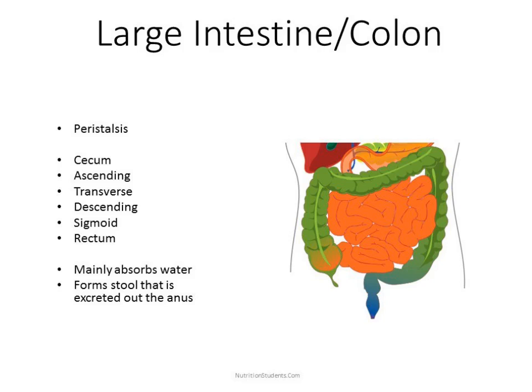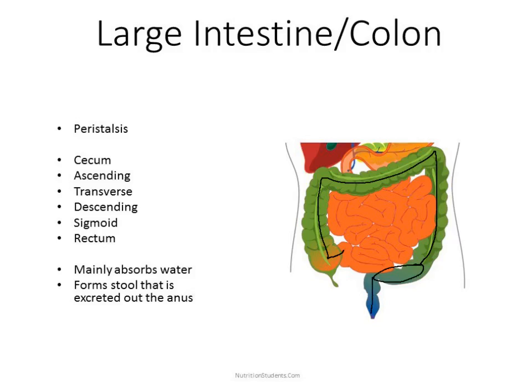So after the food is finished moving through the small intestine, it goes into the large intestine or colon, which also uses peristalsis to move the food through it. And the large intestine has several different areas, which I'll just run through real quick. The cecum is the very first part, followed by the ascending, transverse, descending colon, and then this rounded part is the sigmoid, and the last part is the rectum.